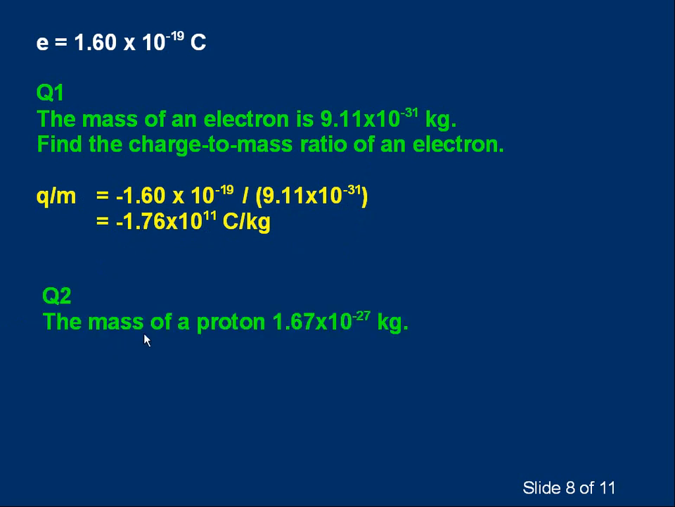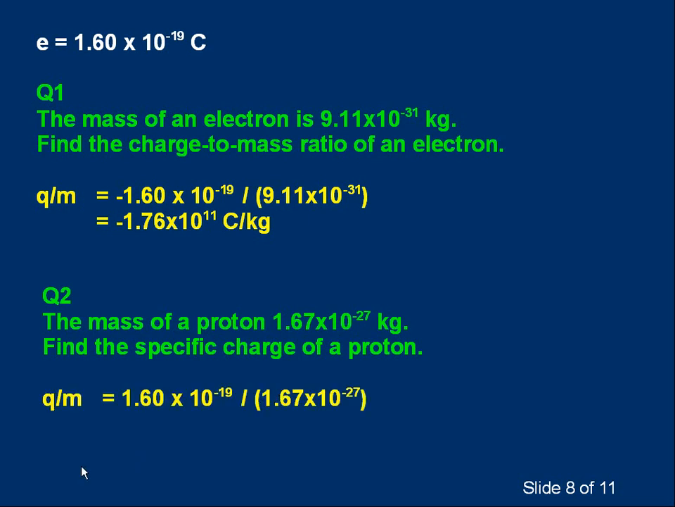Another one. The mass of a proton is 1.67 times 10 to the minus 27 kilograms. What's its specific charge? Pause and have a go for yourself. Well, Q over M is 1.60 times 10 to the minus 19 divided by 1.67 times 10 to the minus 27. To 3 significant figures, you should have got 9.58 times 10 to the 7 coulombs per kilogram.